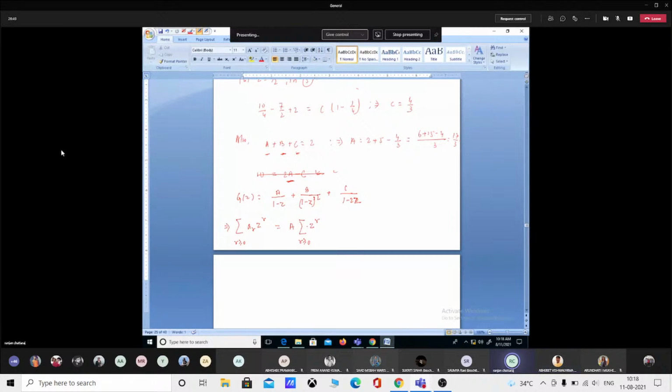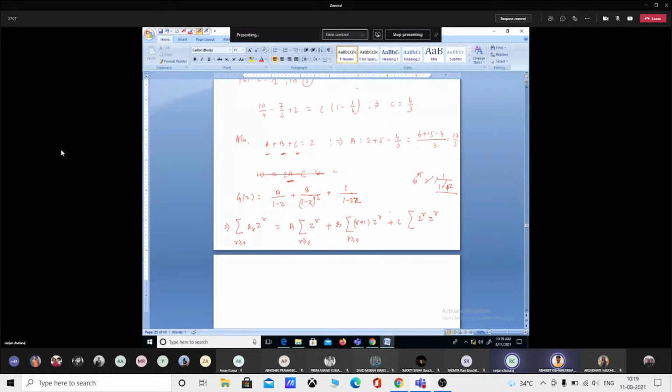Yes, plus you simply put the value of a, b, c. This side is b. This is the generating function of 1 by 1 minus z whole square. It is r plus 1. So we have r plus 1, z to the power r, and plus c, and this is the generating function of 2 to the power r. You just check it. If we have a to the power r, then it is 1 by 1 minus az, like this.